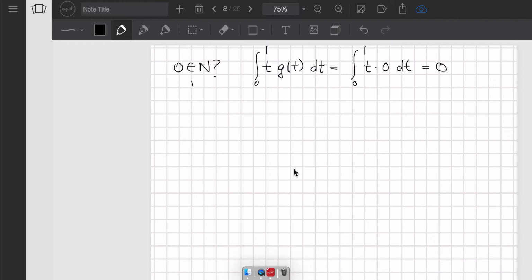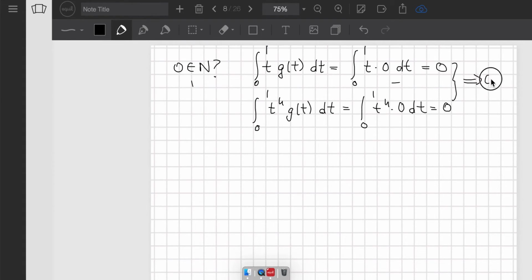Okay, so we saw that the integral from 0 to 1 of t times g(t) is indeed equal to 0 if we let 0 belong to N. We also have to do the same with t to the fourth, right? And obviously it's going to be the same thing, because we get t to the fourth times 0, and this is just 0. Okay, so 0 does belong to N, because of these two integrals. Let's now show that it is closed under addition.